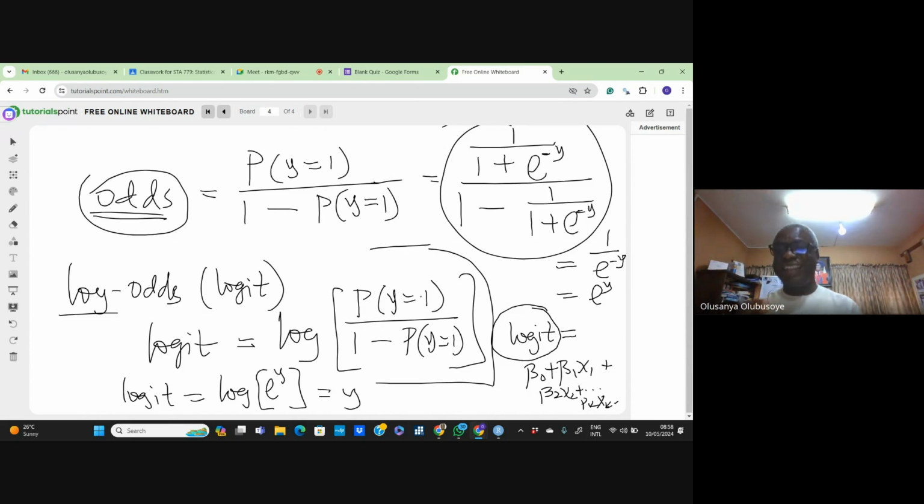The logit has now been transformed to have a linear relationship. Mind you, it is not y that is having a linear relationship with the x's any longer, but rather it is logit that is having a linear relationship with the predictor variables.